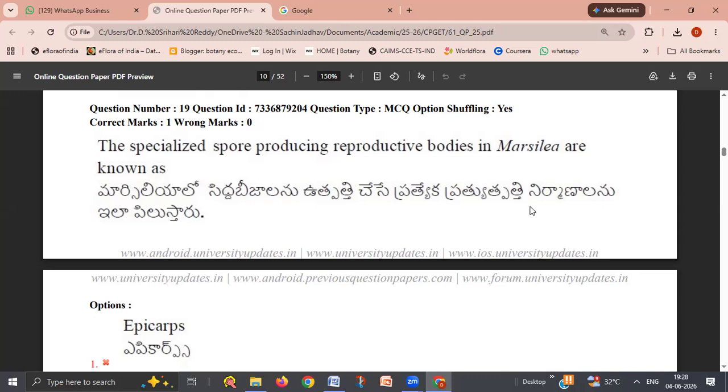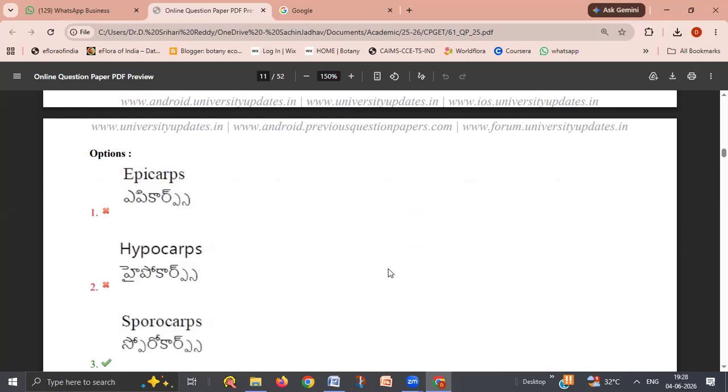Okay, Marsilea, it is very important. These two kinds of spores are produced from a structure that is specific to this plant. This structure is called as sporocarp. So Marsilea contains a sporocarp which releases the spores.